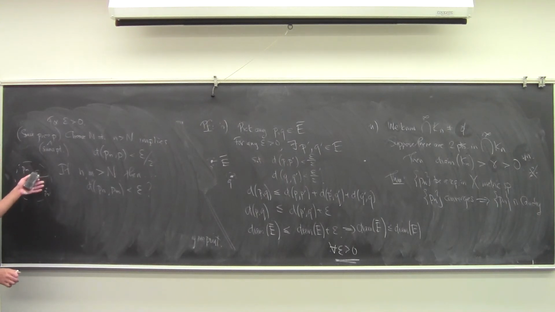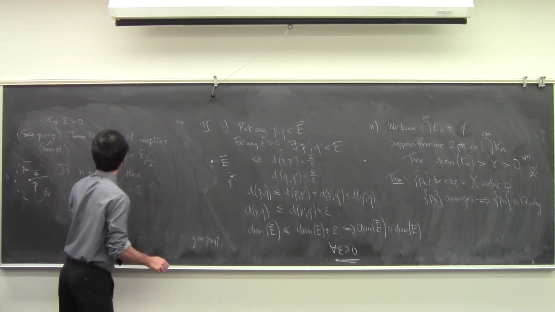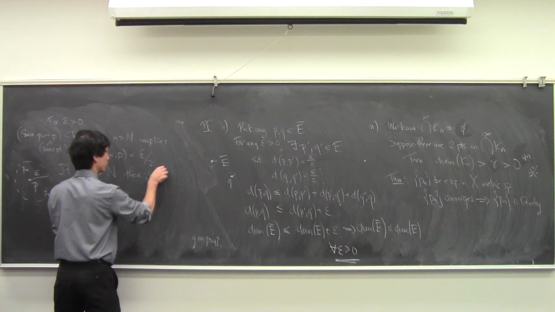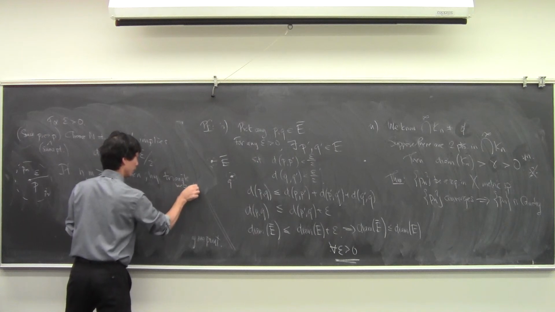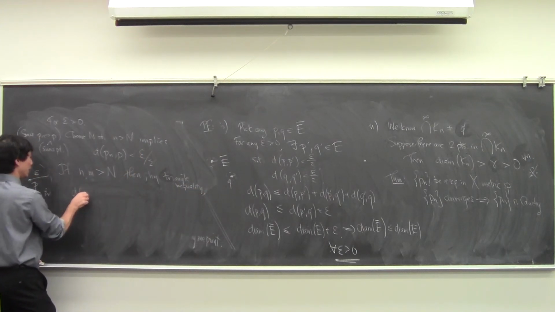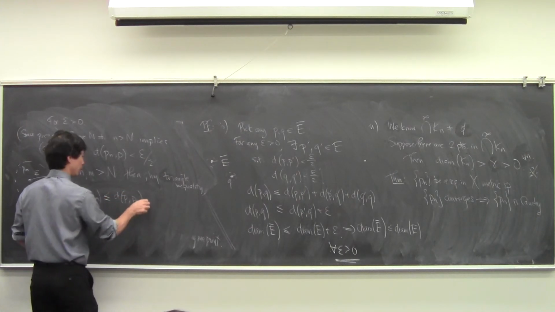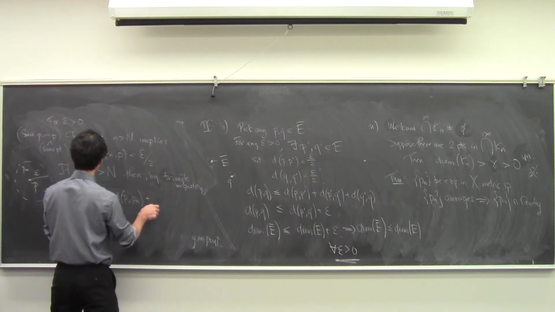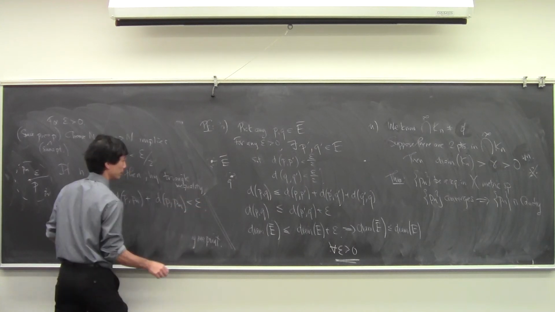The point is that you can control the distance between these two guys and a point, so you can control the distance between them and each other. So then by the triangle inequality, the distance from Pn to Pm is less than or equal to the distance from P to Pn plus the distance from P to Pm, which is smaller than epsilon over 2 plus epsilon over 2.